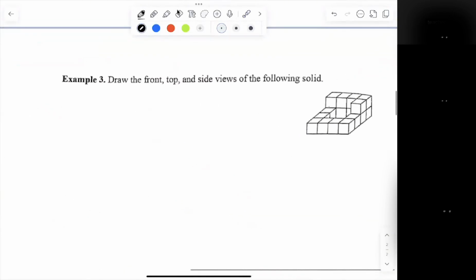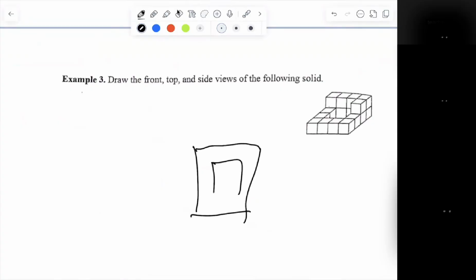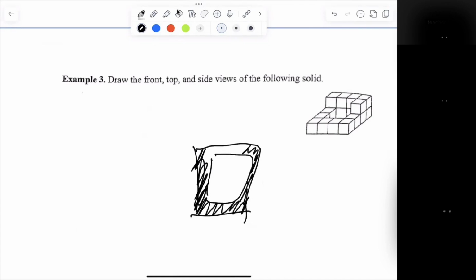Now let's move on to example 3. Draw the front, top, and side views of the following cell. Now this might be a bit more tough. What does the top view look like? The top view will look something like this. I will not draw the tiles. I'm just going to draw what it should look like if we look at it from the top. It should look like this figure with the empty part in the middle. I should shade it in to show you what it looks like. It should look like a rectangle with part of another rectangle pulled out.